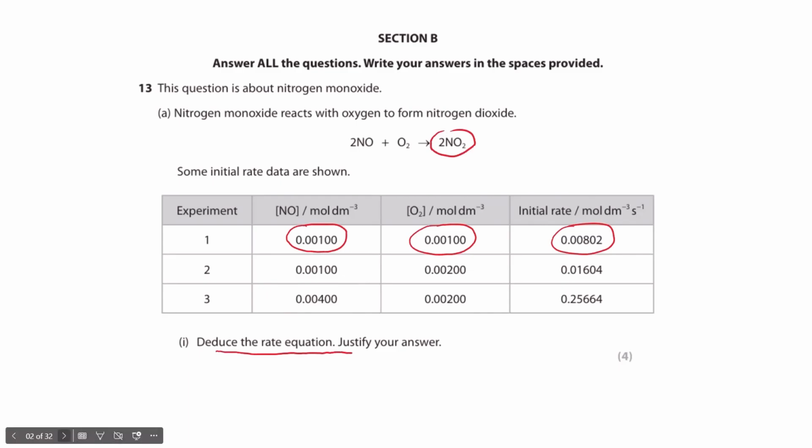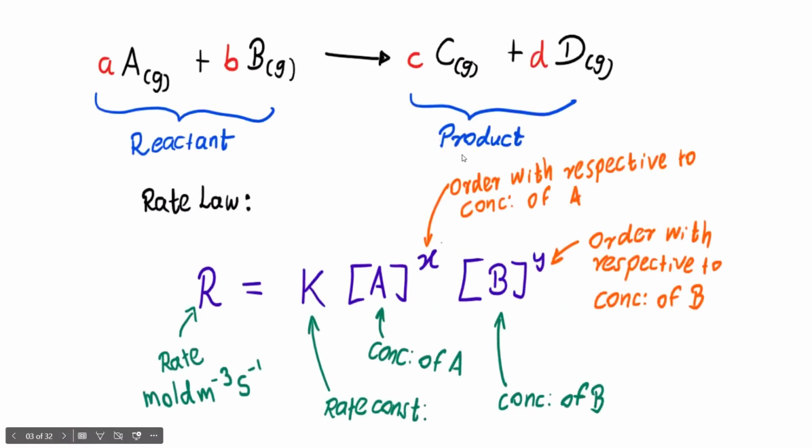So first we have to understand what this rate equation is. Actually, rate equation, or we call it rate law. So we learned that the rate of a reaction means how fast a given reaction takes place. The rate of a reaction depends on the concentration of reactants. So simply, if the concentration of reactants is high, the rate will also be high, and if the concentration of reactants is low, the rate is low.